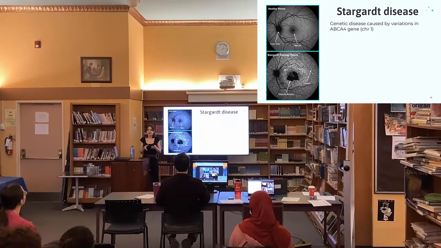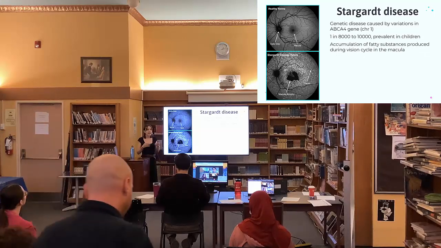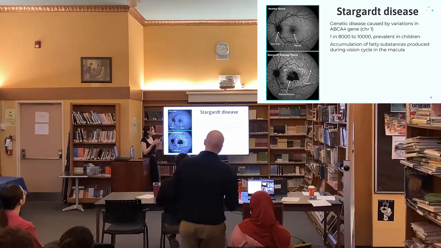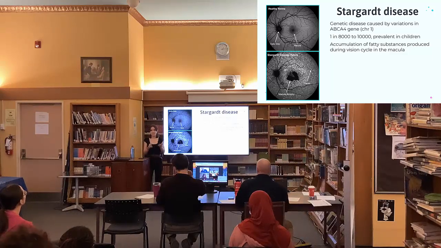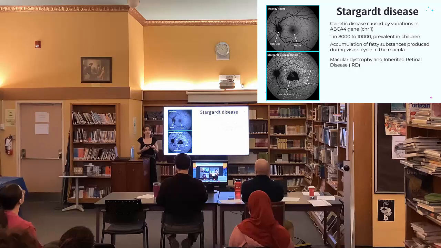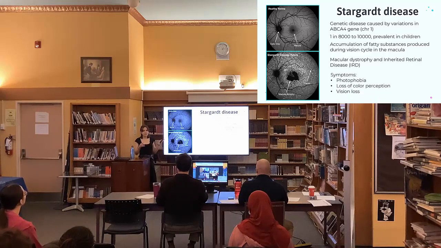APOE4 gene found in chromosome 1. It affects 1 in 8,000 to 10,000 people, being most prevalent in children, and it is due to the accumulation of fatty substances produced during the vision cycle in the macula, that is a part of the retina essential for vision. Stargardt disease falls under the category of macular dystrophy and is also known as an inherited retinal disease.